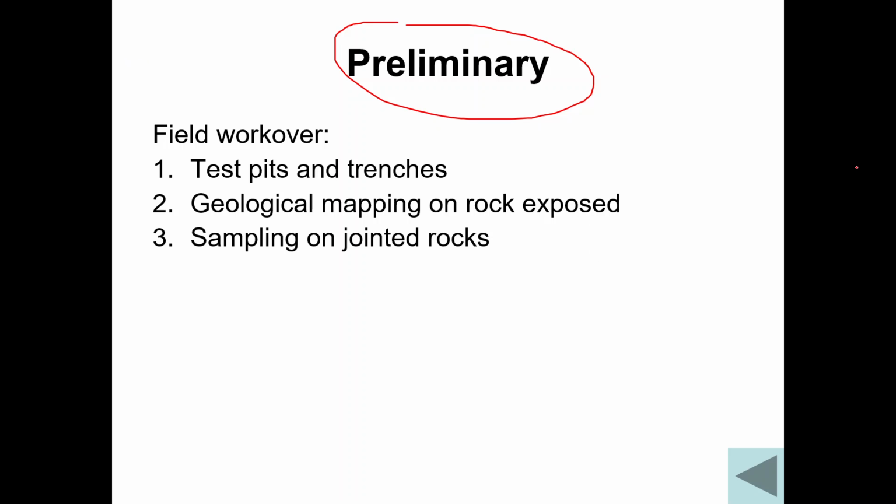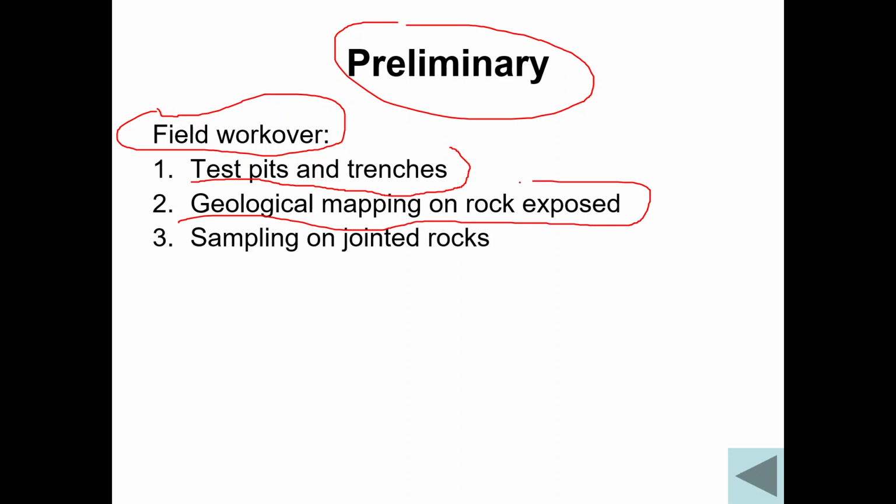Okay, now for the preliminary stage, which involves going to the site, doing field work, a quick site visit, and we do this. Maybe you can involve a trial pit, test pit, or trenching. We can do geological mapping on exposed rocks or any outcrop or any exposure of the soil. You can do sampling or mapping, and then do this sampling on jointed rock or soil.